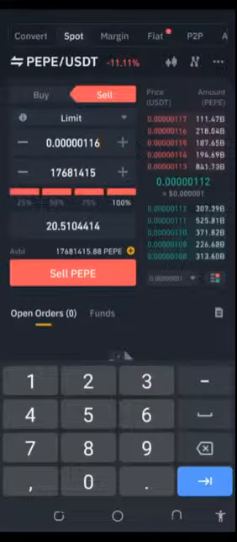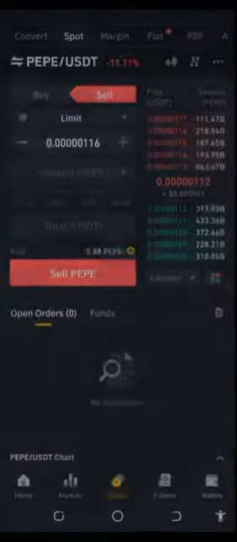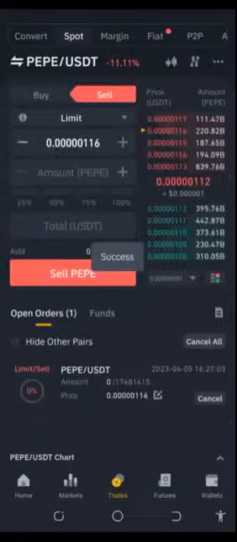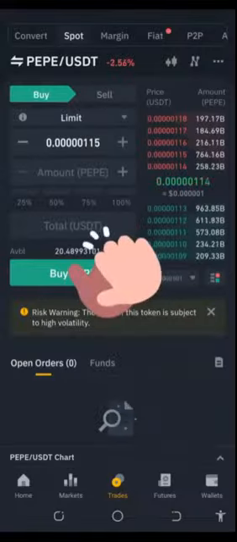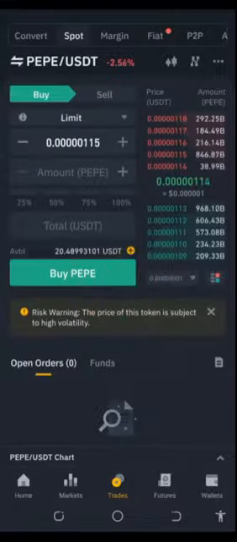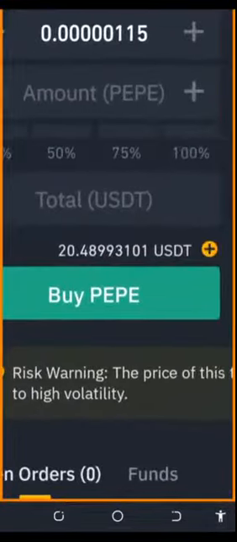Let's just take our screenshots and then we'll sell. Currently it's in the queue. I'll be back to give you the results shortly. All right, I'm back, and guess what? Pepe USDT has already sold. See what we've got: 20.4899.